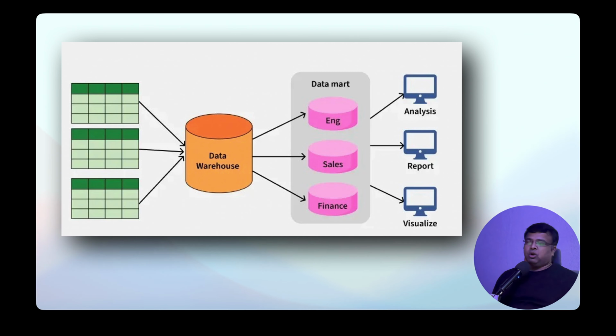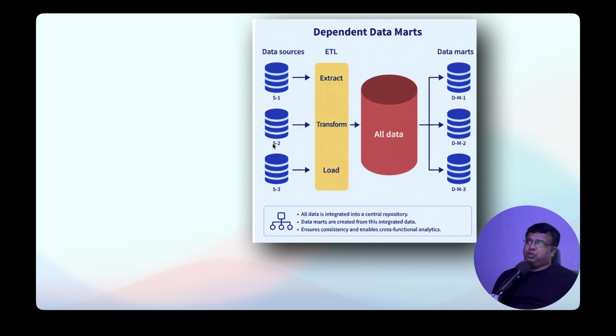In this example, the three data marts are pulling their data from the central data warehouse. These are called dependent data marts because they rely completely on the data warehouse to exist. No warehouse means no data mart, since that is where they get their data from. There's another type called an independent data mart. Unlike dependent ones, independent data marts don't need a data warehouse at all. Instead, they pull data directly from one or more source applications.